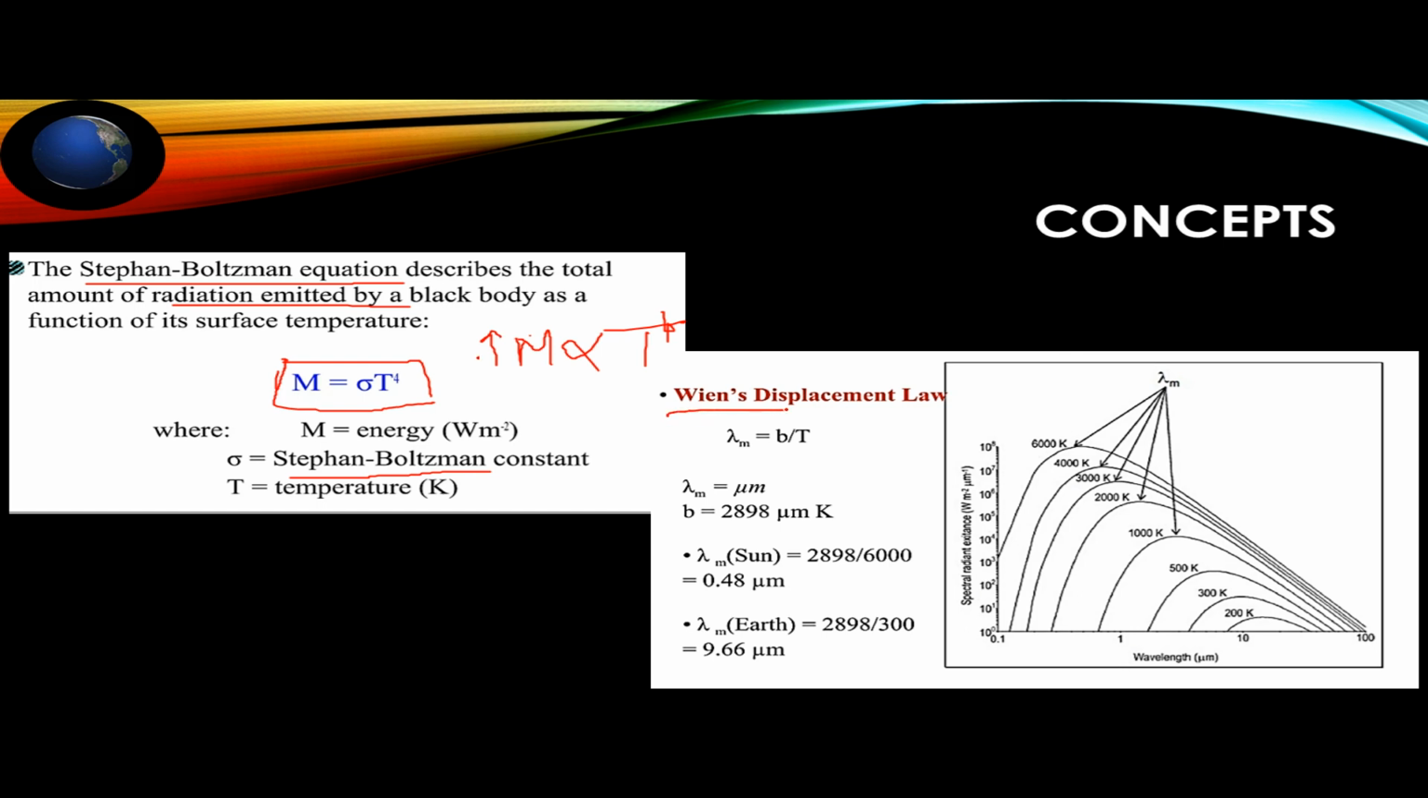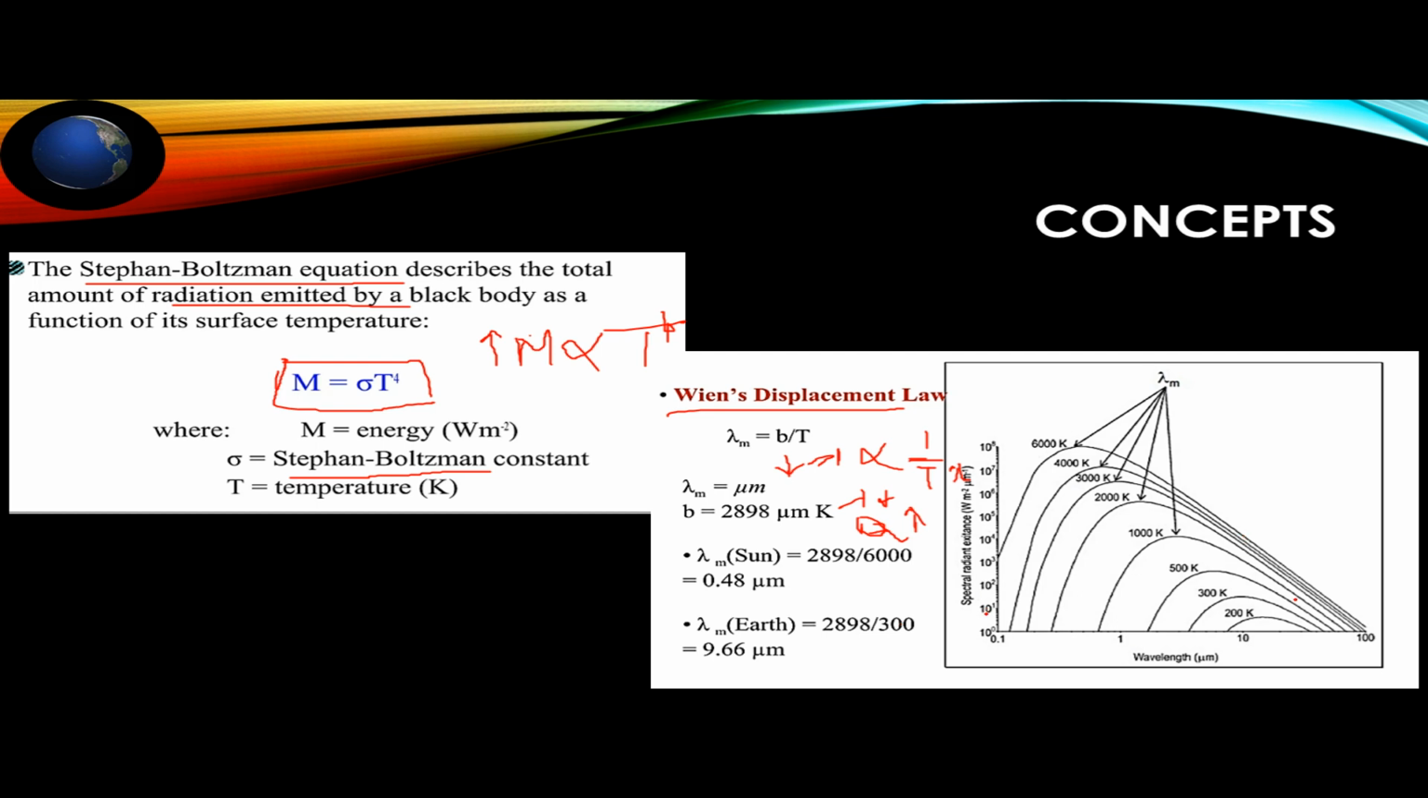And when we speak about Wien's displacement law, it tells that the wavelength is inversely proportional to the temperature. It means if the temperature is high, wavelength is low. Energy and wavelength have an inverse relation, no? So when the wavelength is low, energy will be high. Okay, it will be more.